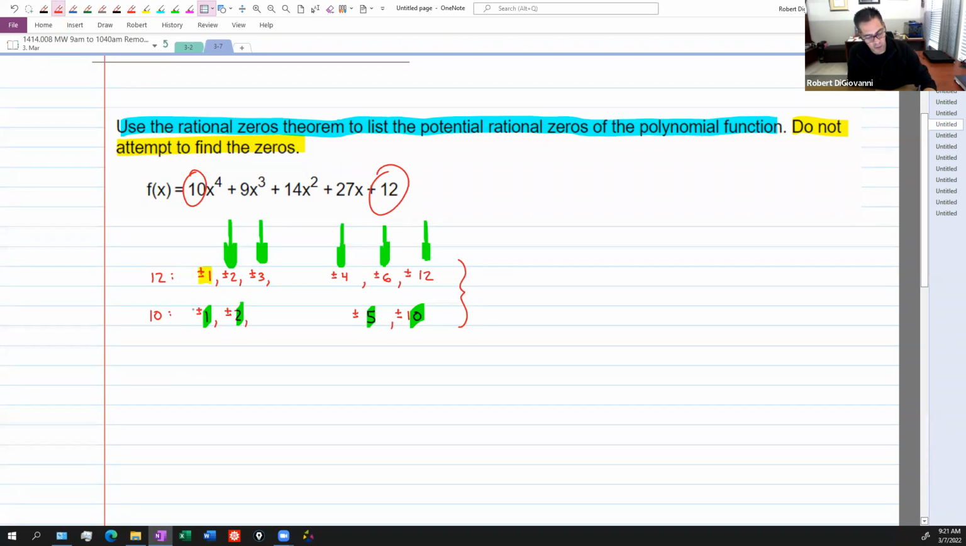When I do the 1 over 1, right? 1 over 1, I get 1. Then I do the 1 over 2, I get plus or minus a half. Then I do 1 over 5, I get plus or minus a fifth. Then I do the 1 over 10, I get plus or minus a tenth. Okay, so I've done all the ones over those numbers.